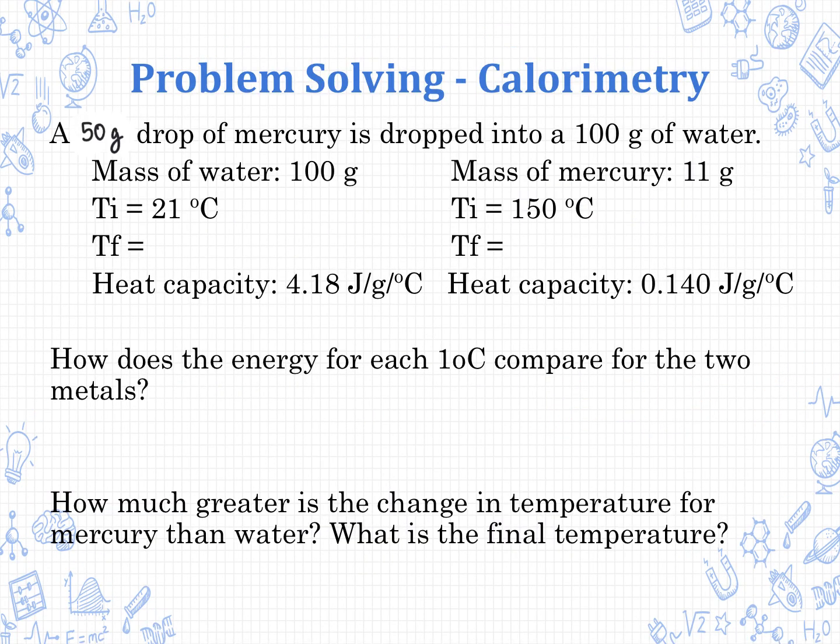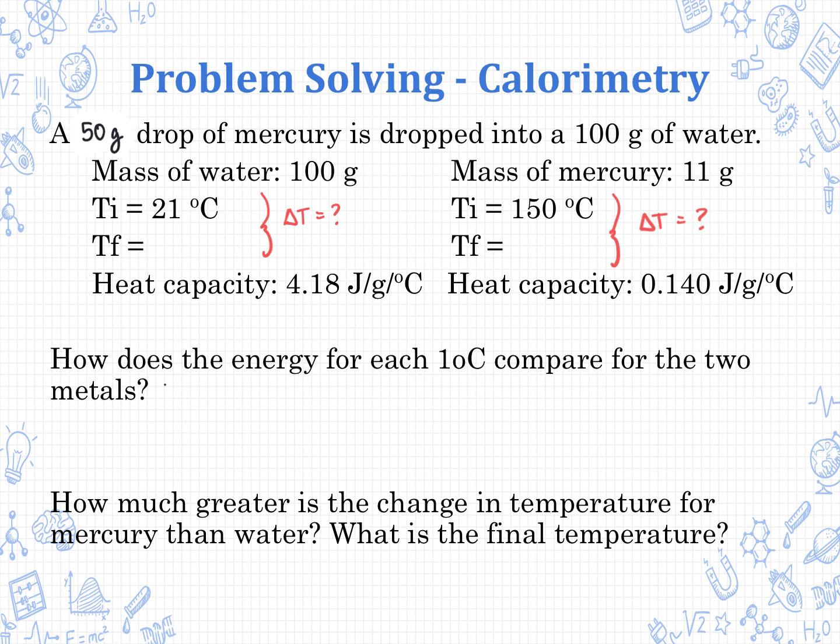In the last example problem that we're going to look at, we're going to consider mercury being dropped into water. This is the most difficult type of calorimetry problem because in this case, the final temperature is what we don't know. That means that we are not able to calculate the change in temperature for either substance. We know both masses and we know both heat capacities, but we do not know the change in temperature. So there's multiple approaches to solving this problem. But what I'm going to do is kind of a comparison, how much energy each one has available for every 1 degree Celsius temperature change.